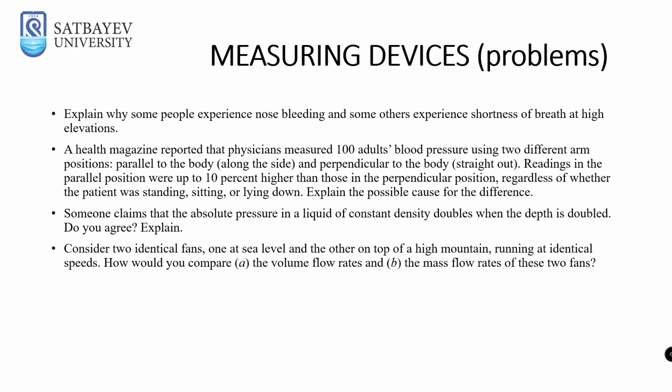Consider two identical fans, one at sea level and one on top of a high mountain, running at identical speeds. Well, the density of the air at the high mountain is lower than the density of air at lower elevation, which means that the mass flow rate will be lower and the volume flow rate stays the same.